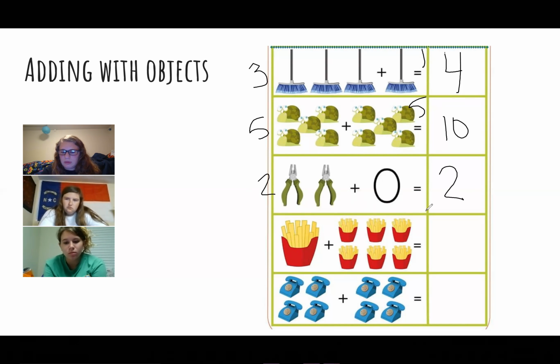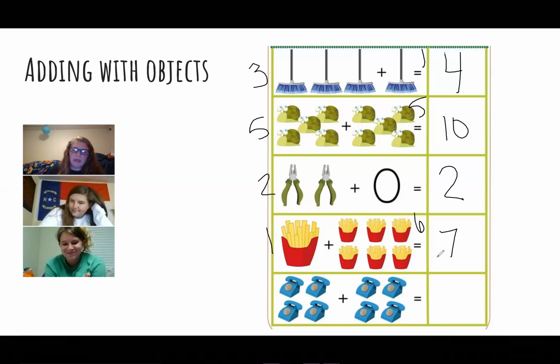Okay, can someone do the fries for me? It's 1 fry plus 1, 2, 3, 4, 5, 6. That'll equal 8. Okay, will you recount them for me again and make sure your answer is correct? 1, 2, 3, 4, 5, 6, 7. Your answer is 7. Good job.